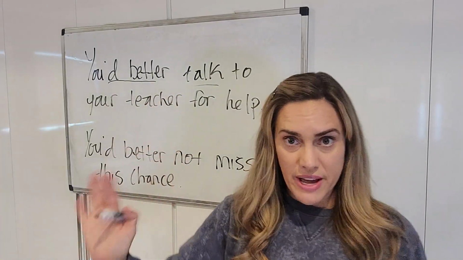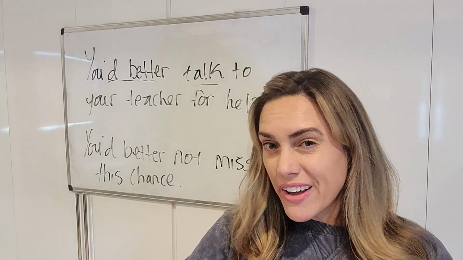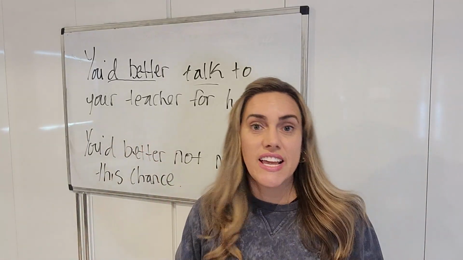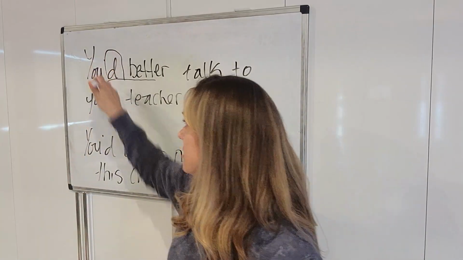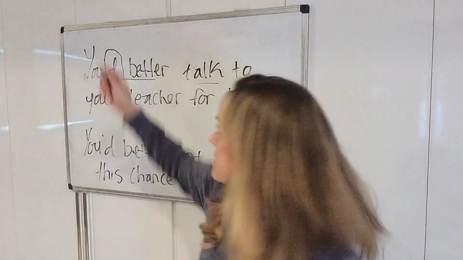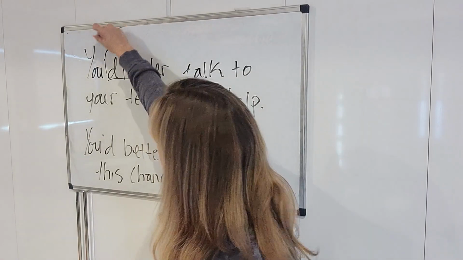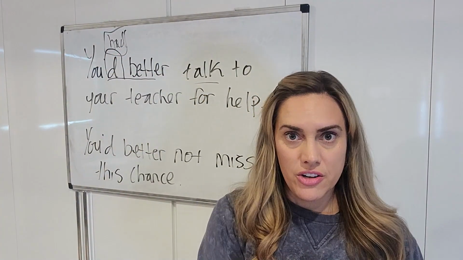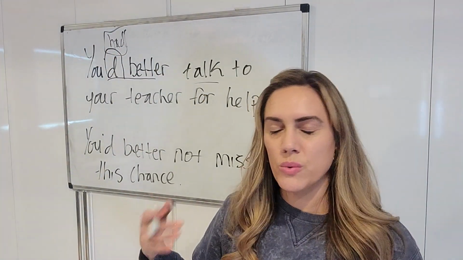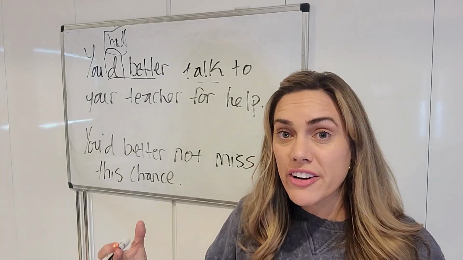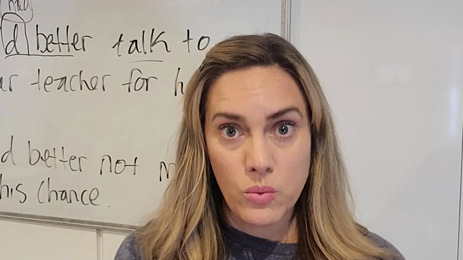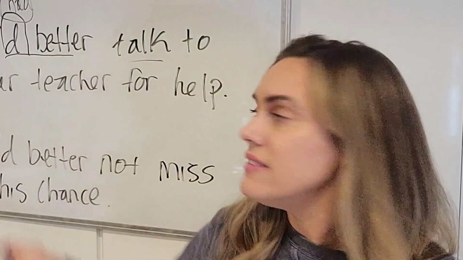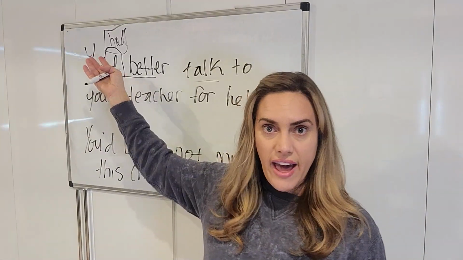You'd better. When we're talking, we actually say you better. We don't even pronounce the D. The D represents the word had, right? You had better, but we don't really say had better. We say you'd better, or just you better when we talk. When we write, write the D or the had.